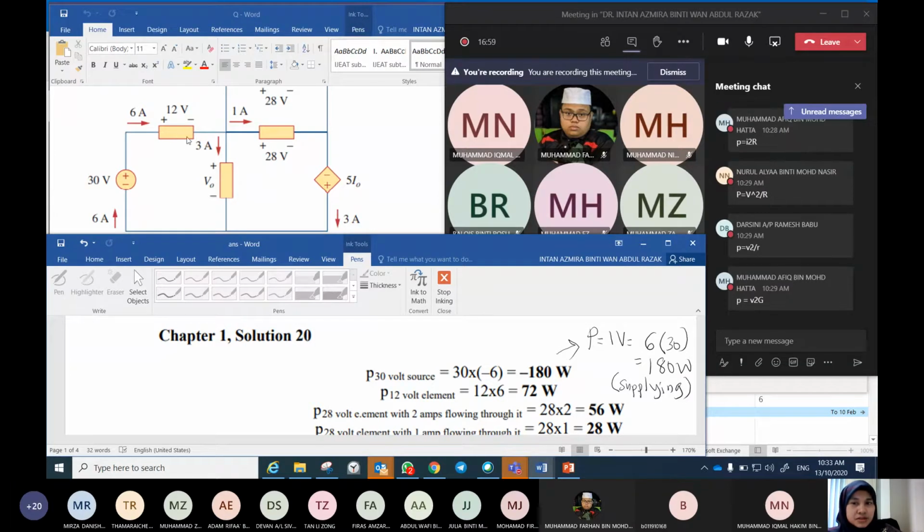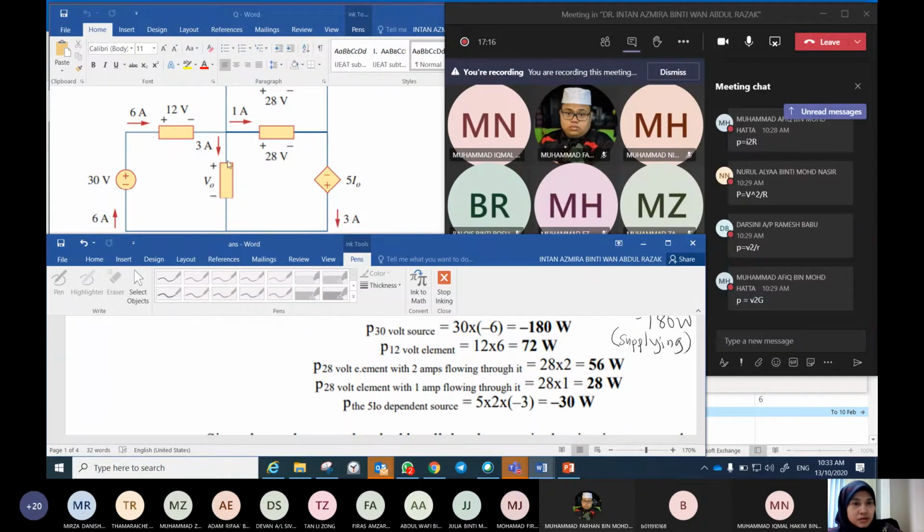Maybe this is a resistor. So this element is absorbing power. You may put in the bracket "absorbing," or you may leave your answer like this, 72 watt. Same goes for the other elements. The next is this one.